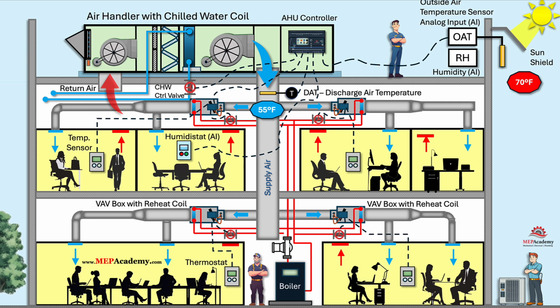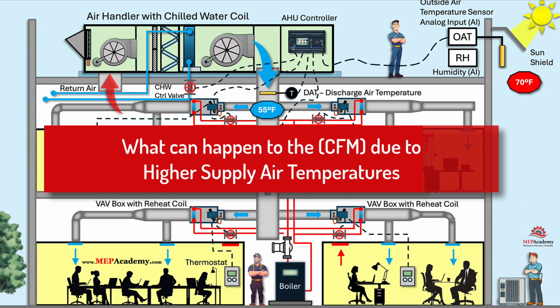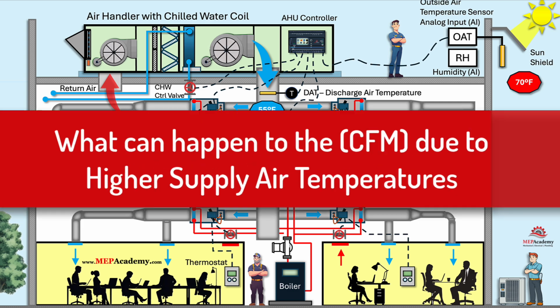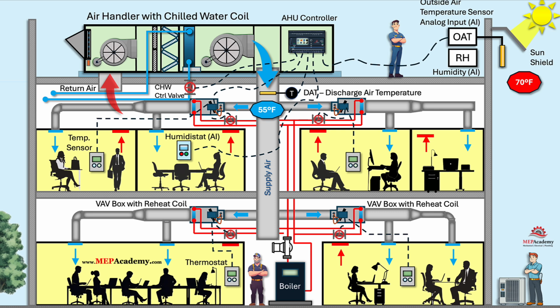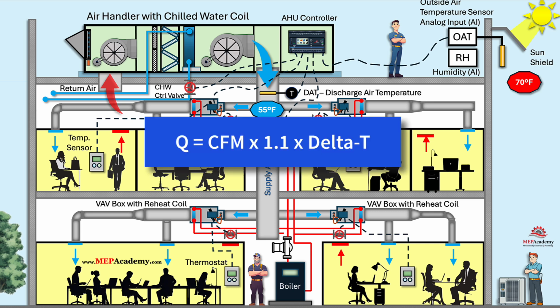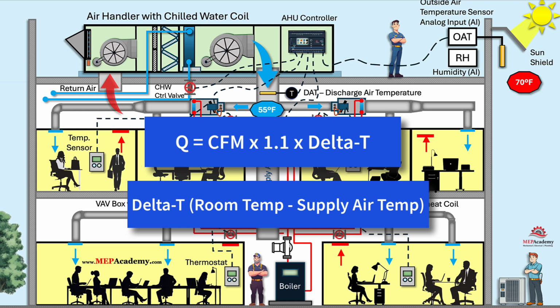Higher airflow requirements to meet cooling loads can lead to increased fan energy consumption, offsetting the intended efficiency gains of SAT reset. When the supply air temperature is reset higher due to a lower outdoor air temperature, the air delivered to the zones becomes warmer. Using the sensible heat load equation, Q equals CFM times 1.1 times delta T, a higher SAT reduces delta T, the difference between room temperature and supply air temperature. To maintain the same sensible heat removal capacity, Q, the airflow, CFM, must increase to compensate for the reduced delta T. This ensures the HVAC system continues to meet the cooling load in the space, despite the warmer supply air.